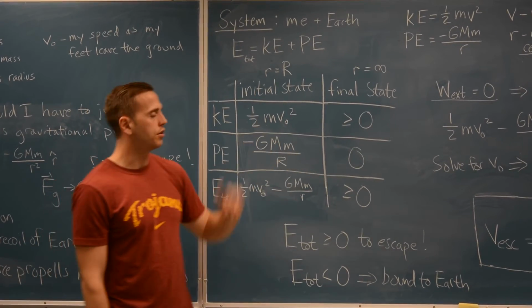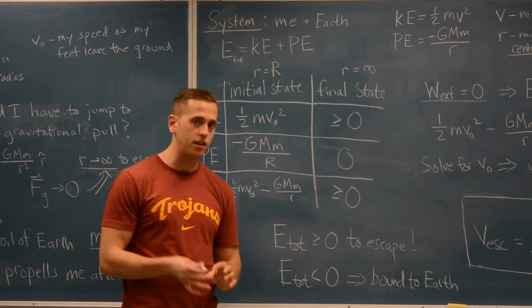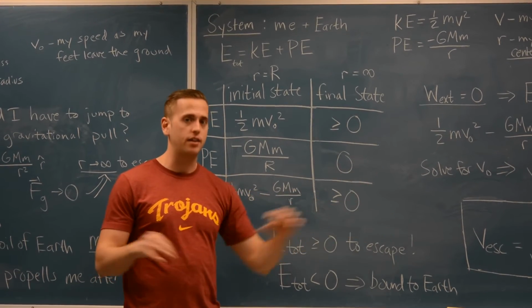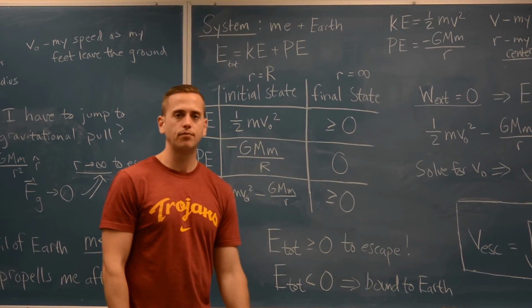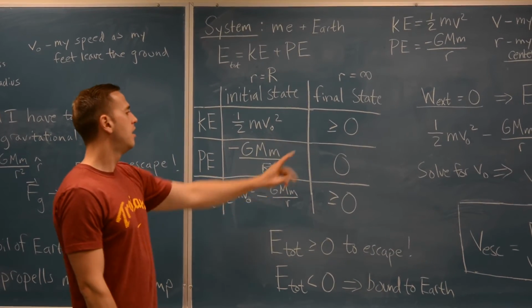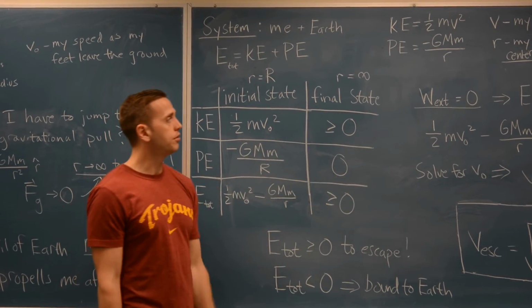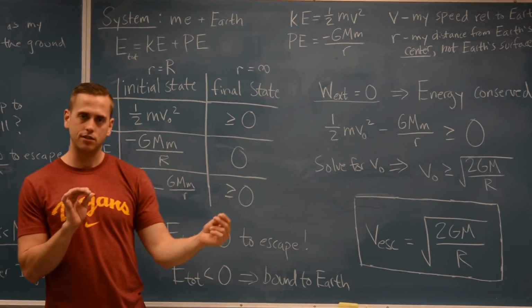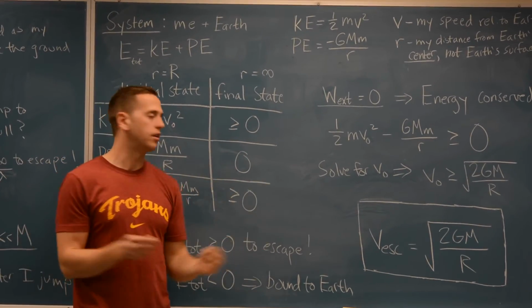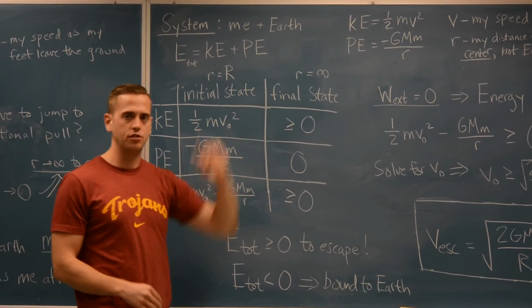We can also look at what the total energy is in the final state. Now, the final state here is when I do get infinitely far away from the Earth, when r goes to infinity. Okay, so we can see here that the potential energy term goes to 0, right? Because the potential energy term is inversely proportional to that distance. So if the distance gets infinite, then the potential energy goes to 0. That's just the way the potential energy is defined.